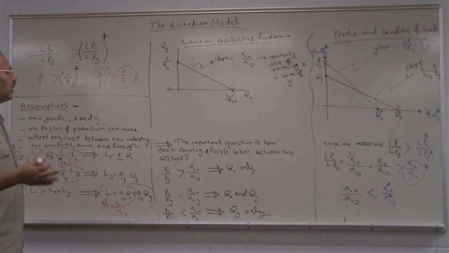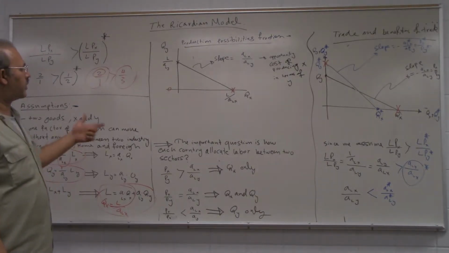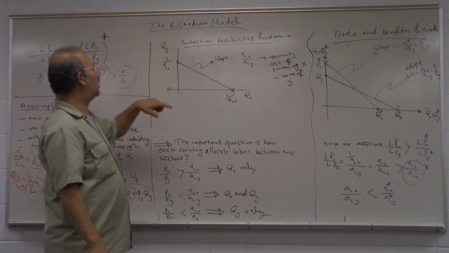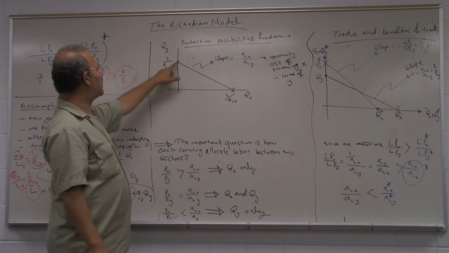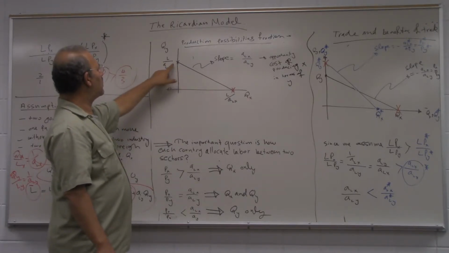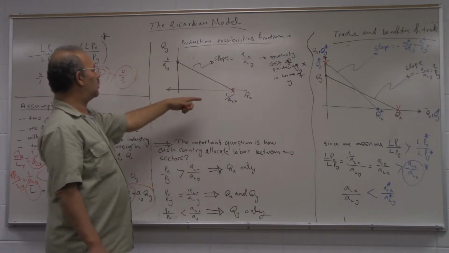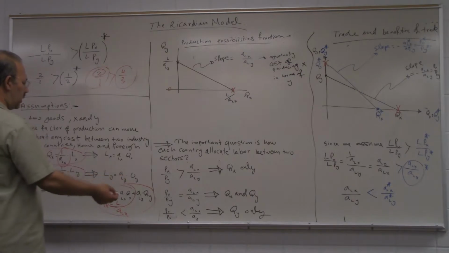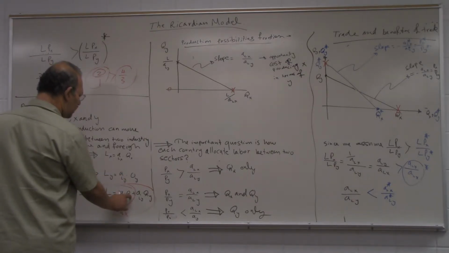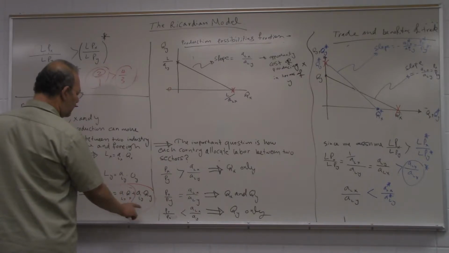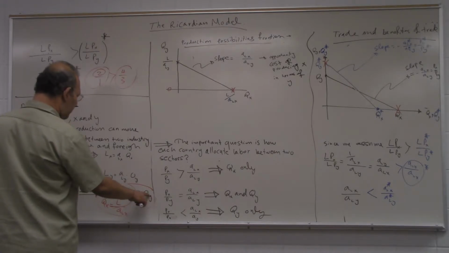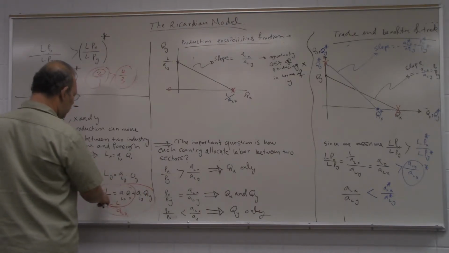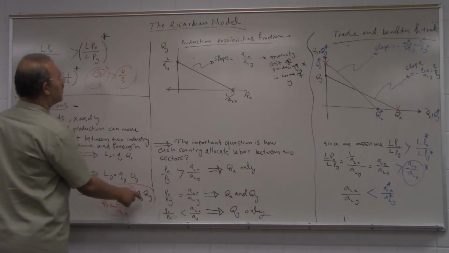And by a similar method, we can derive the other extreme point when the country is just producing the good Y and nothing from good X, by letting Qx equal to 0, and therefore all this will become 0, and therefore we can derive Qy is equal to L divided by this.